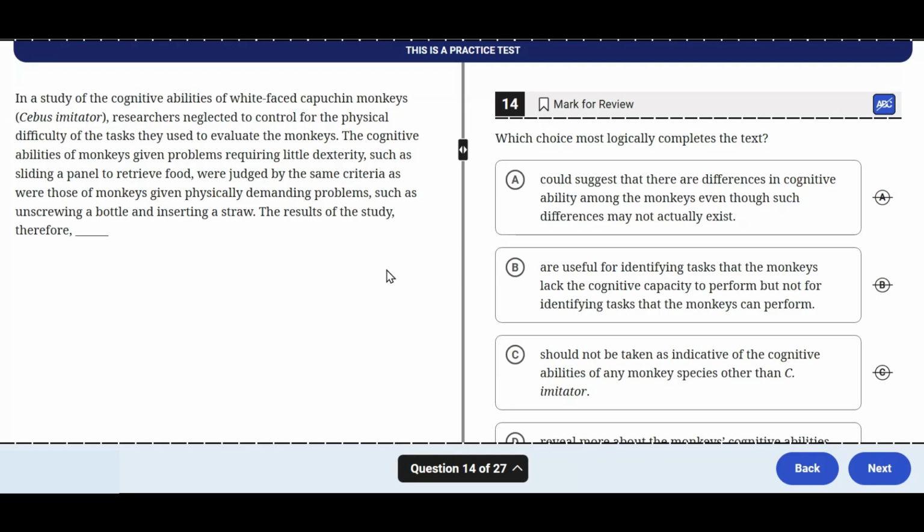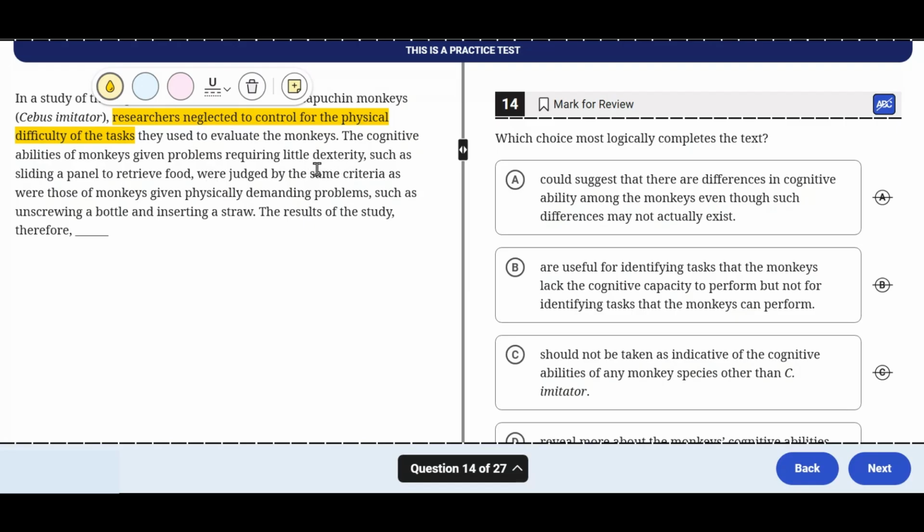In a study of the cognitive abilities of white-faced capuchin monkeys, researchers neglected to control for the physical difficulty of the tasks they used to evaluate the monkeys. The cognitive abilities of monkeys given problems requiring little dexterity, such as sliding a panel to retrieve food, were judged by the same criteria as were those of monkeys given physically demanding problems, such as unscrewing a bottle and inserting a straw. The results of the study, therefore. So we can see in here some key phrases. The researchers neglected to control for the difficulty of the tasks.